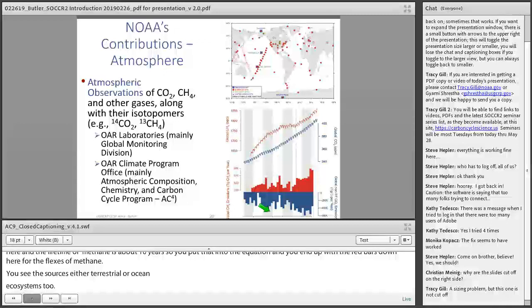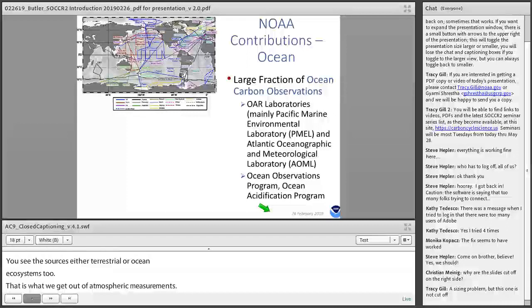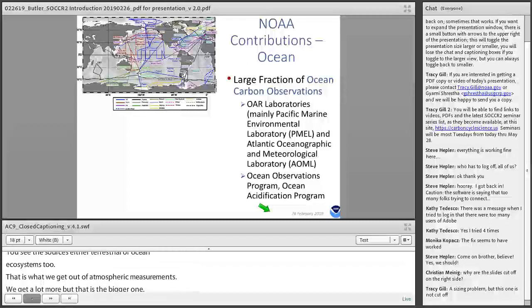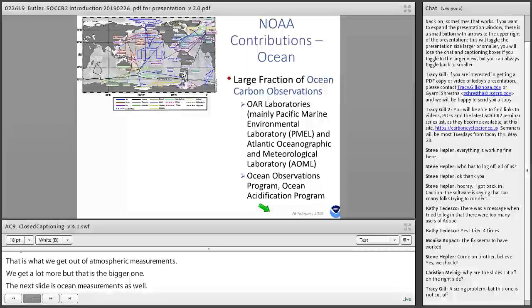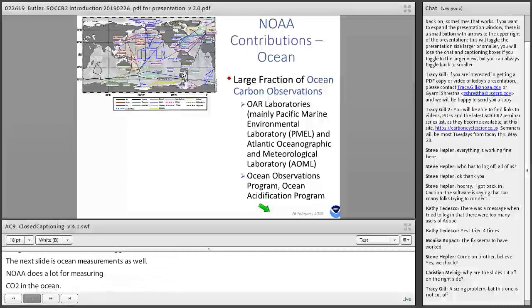If we go to the next slide, there's ocean measurements as well. NOAA does a lot for measuring CO2 in the ocean. Ocean measurements are more expensive and less frequent. It's a long-term internationally coordinated effort. Blue lines in the top figure are U.S. observations. Half of those are from NOAA. So you can say that the U.S. provides maybe half of the observations, and that NOAA provides half of those. Ballpark estimate there.